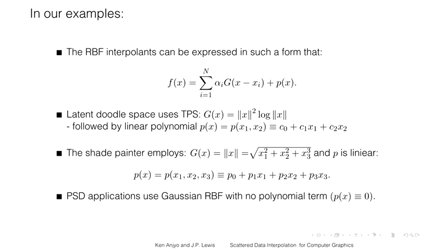But in the case of pose space deformation or weighted PSD, they use the Gaussian RBF. And in that case, we don't need to add the polynomial term. So why?